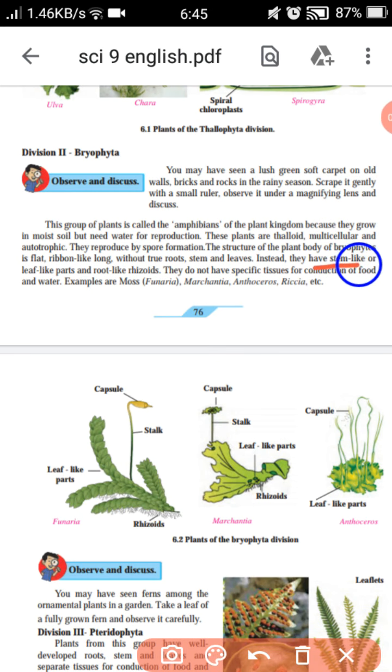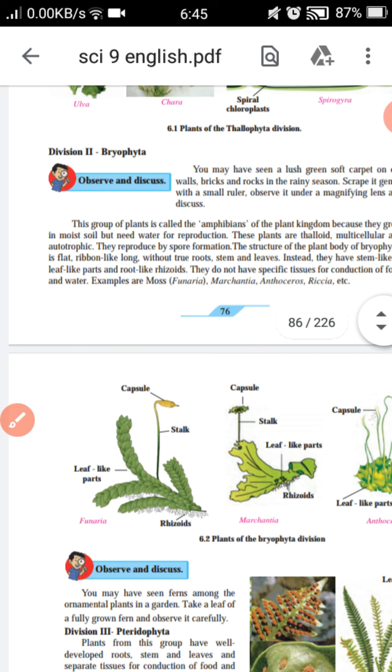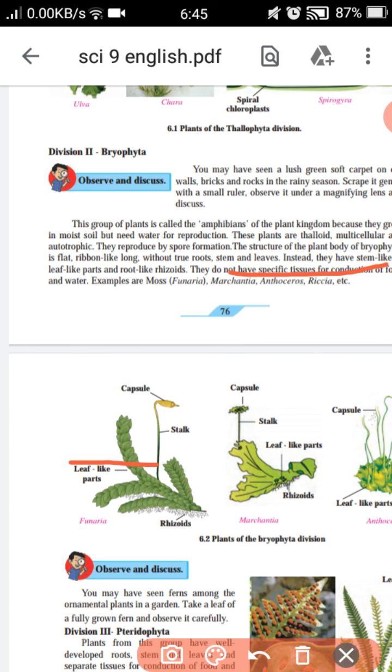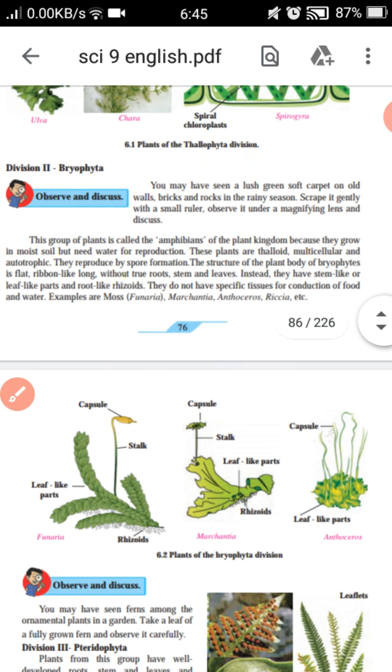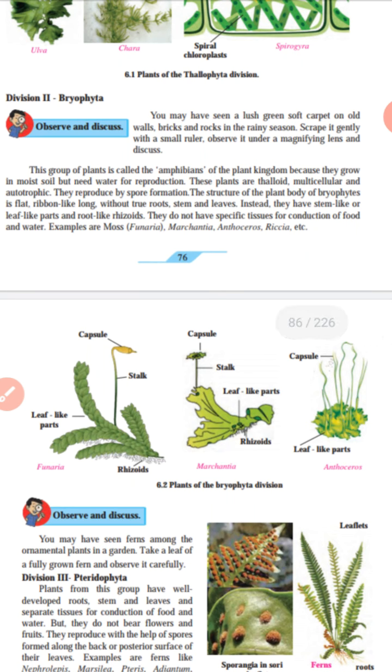They do not have a root, stem or leaves. Instead they have stem-like or leaf-like parts and root-like rhizoids. They do not have a specific tissue for conduction of food and water. For example, moss, that is Funaria, Marchantia, Anthoceros, and lastly Riccia.